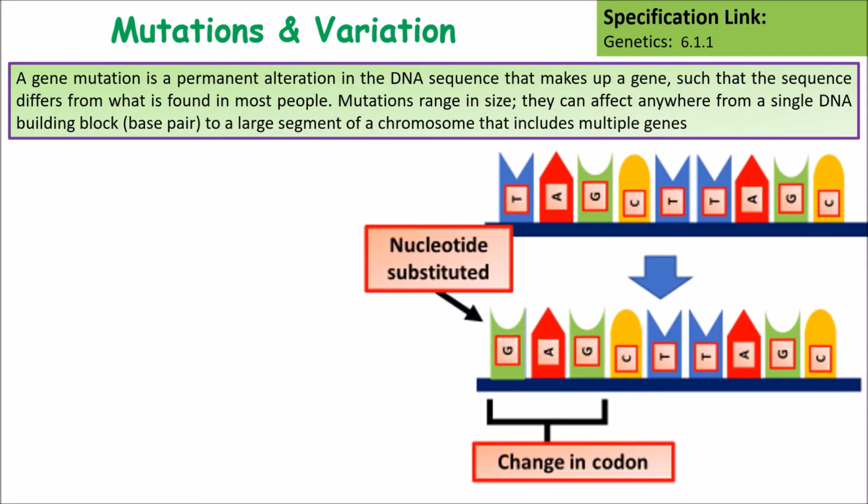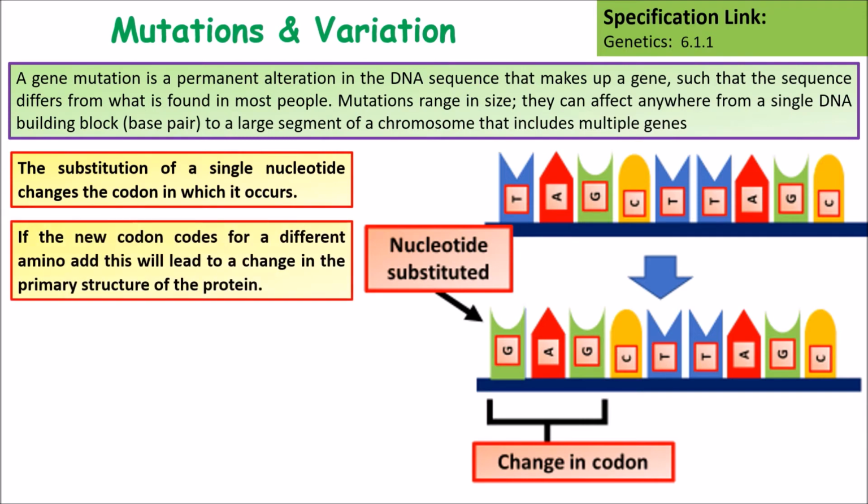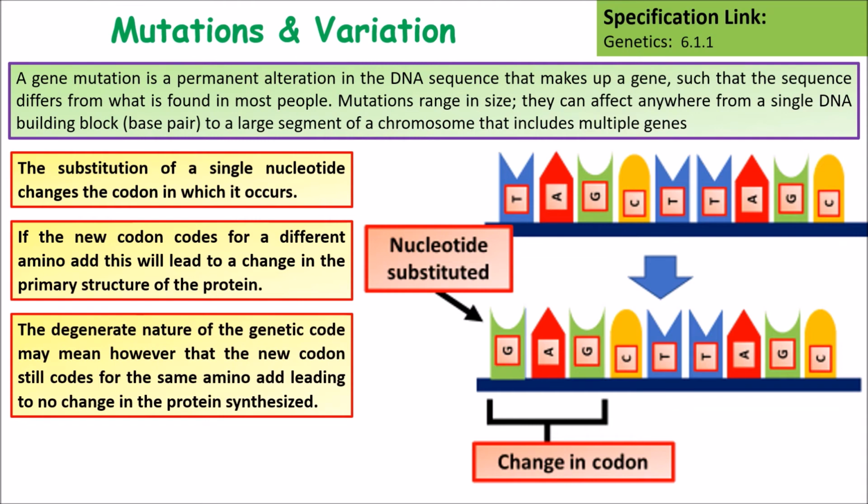A gene mutation, like we've just said, is a permanent alteration, and there are some different ways that they can occur. A substitution of a single nucleotide changes the codon in which it occurs. If the new codon codes for a different amino acid, this will lead to a change in the primary structure of the protein. The nature of the genetic code may mean, however, that the new codon still codes for the same amino acid, leading to no change in the protein that is synthesized.